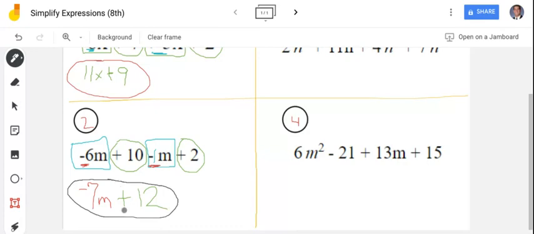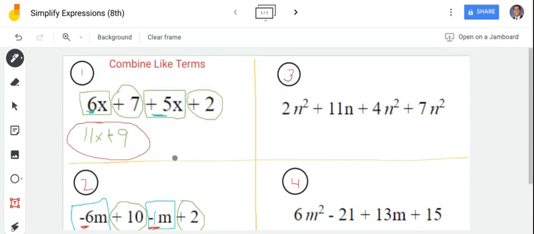Again, these are not like terms because this term has an m in it, and this term has no m, has no variable. So this is it. That is the simplified expression, circle final answer. Look up here at number 3. Okay, number 3, I have 2n squared. Notice when the exponent is 2, the exponent, that number in the top right-hand corner of the variable, when the exponent is 2, you can say squared.